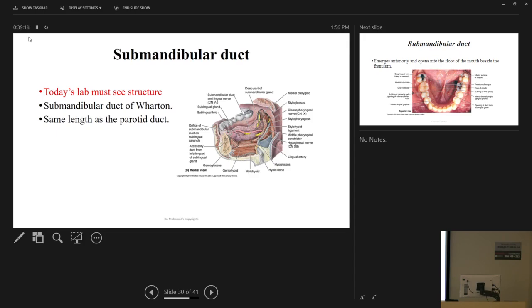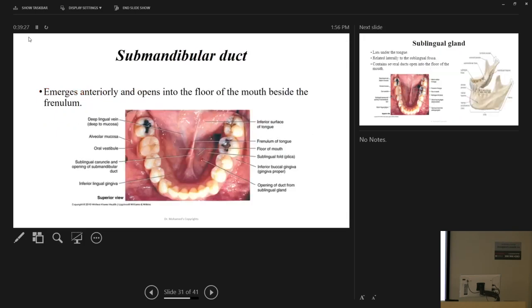Submandibular duct of Wharton. It's the same length as the parotid duct. We have seen the parotid duct before when we were dissecting the superficial face. Now the submandibular salivary gland duct emerges anteriorly and opens into the floor of the mouth beside the frenulum. So it comes all the way from the depth there, and it's going to open right here in this caruncle of the submandibular duct, right?